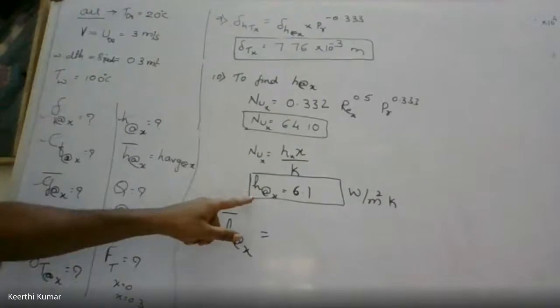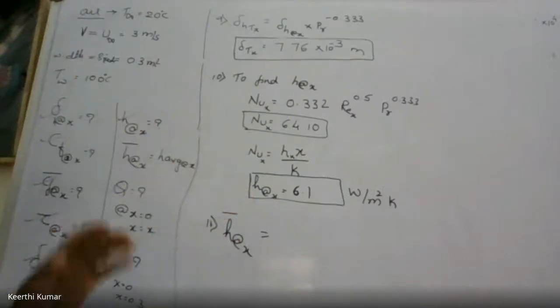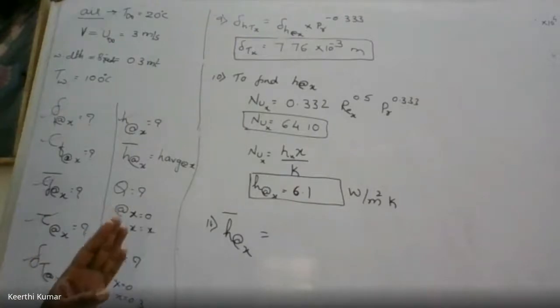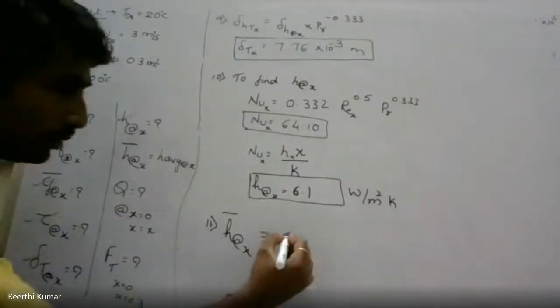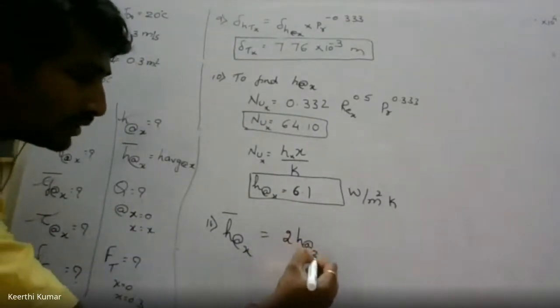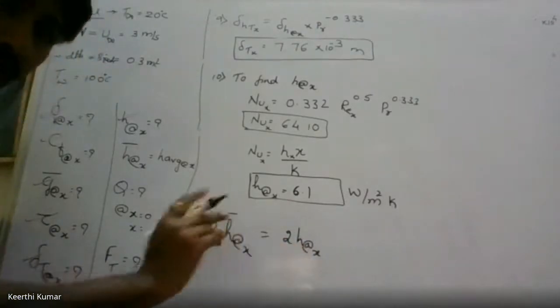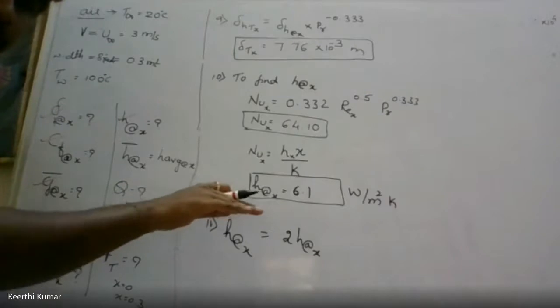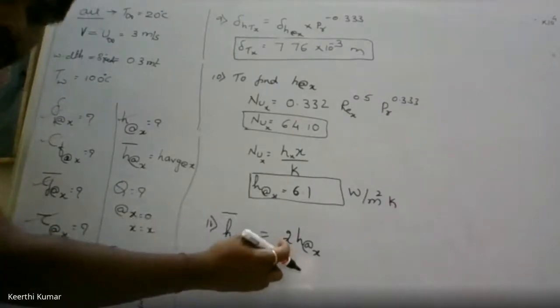So 1.32, twice of, that is nothing but twice of this h. That is twice of CFX. That means any value, if he is asking the average, just multiply with 2, we'll get the answer. So this is 2 into h at x. Understood? Why is this 2? That parabolic curve we are converting into a horizontal line. To convert that parabolic into a horizontal line, we multiply by 2.